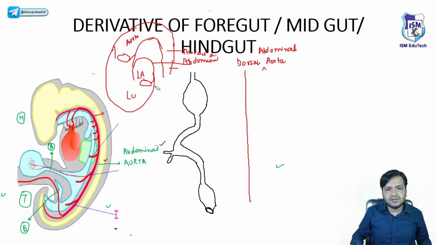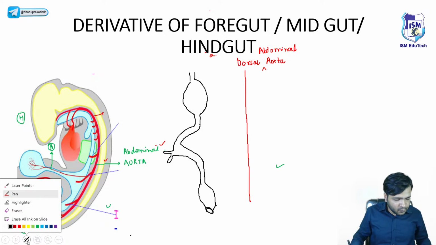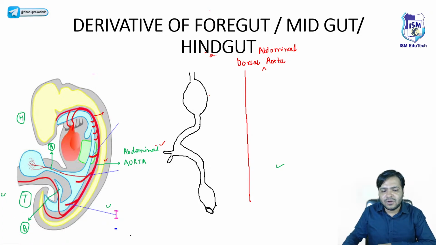So I'll just erase it, there's no need of this to like learn. तो ये तो बेसिक्स तो सबको पता ही है इतना तो, ठीक है। Now can anyone tell me which branch of the aorta will supply the foregut? Now this is the foregut.